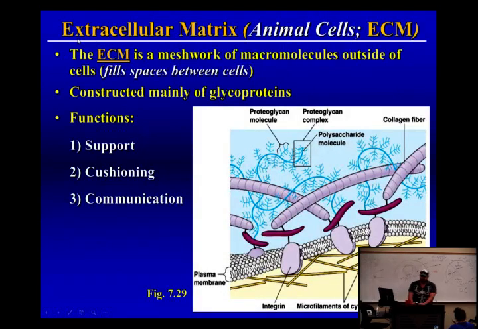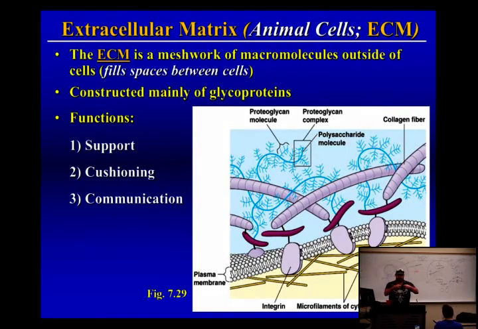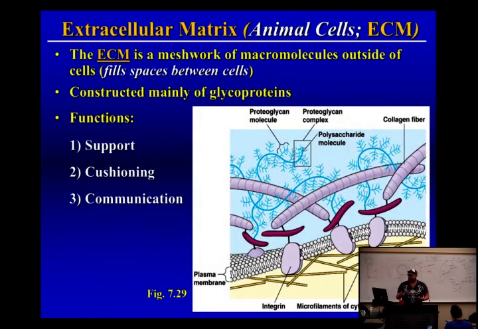Animal cells are different. If you look at cells under a microscope, you'll see that cells aren't literally touching each other. There are spaces in between those cells, and we call that the extracellular matrix. Some spaces are massive, where no cells exist at all, like, for example, your cartilage.